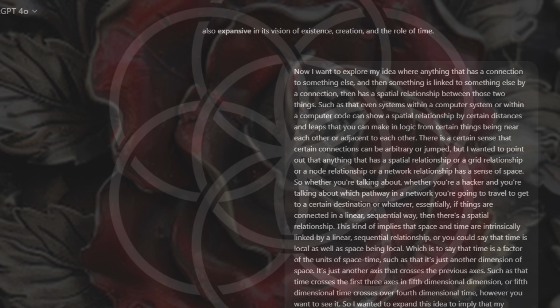There's a certain sense that certain connections can be arbitrary or jumped, but I wanted to point out that anything that has a spatial relationship or a grid relationship or a node relationship or a network relationship has a sense of space. So whether you're a hacker talking about which pathway in a network you're going to travel to get to a certain destination or whatever, essentially, if things are connected in a linear sequential way, then there's a spatial relationship.